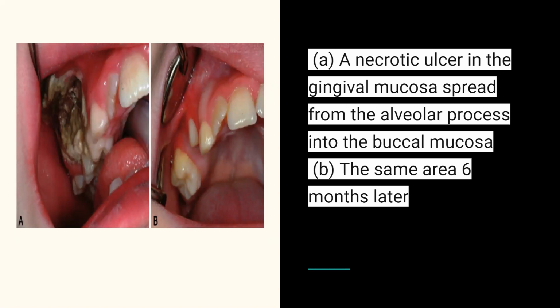So this is a necrotic affected patient's oral cavity. So the necrotic ulcer, the A image indicates a necrotic ulcer in the gingival mucosa spread from the alveolar process into the buccal mucosa. So B is the picture after 6 months of treatment.